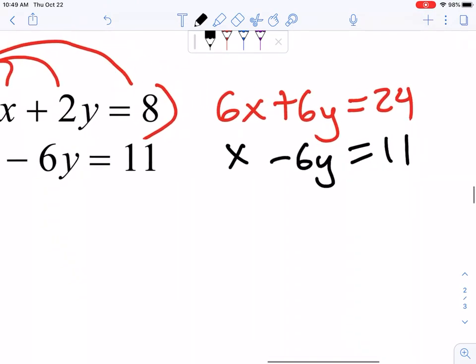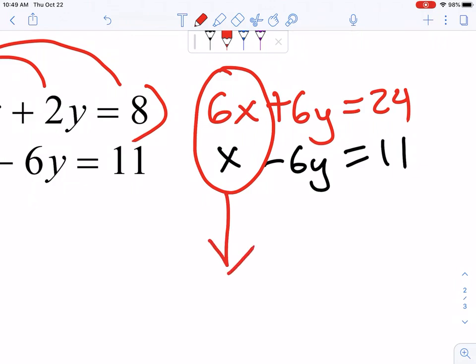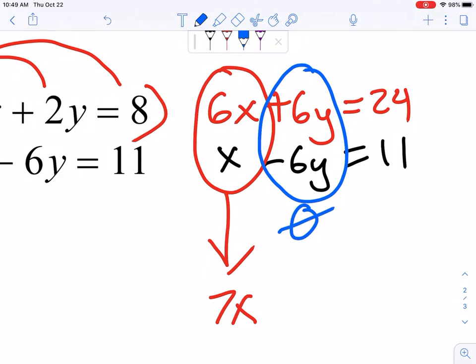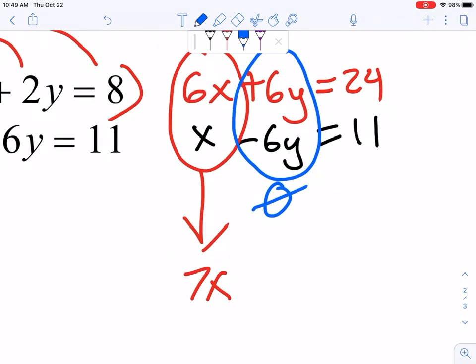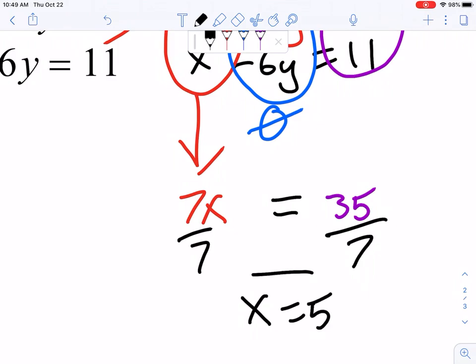And then I'm combining my equations vertically. So I'm going to put 6x and 1x together to get 7x. I'm putting positive 6y and negative 6y together to cancel out, to eliminate. That's why it's called elimination. And I'm putting 24 and 11 together to get 35. And let's not forget my equal sign. So 7x equals 35, which means when we divide 7 to both sides, x is equal to 5.